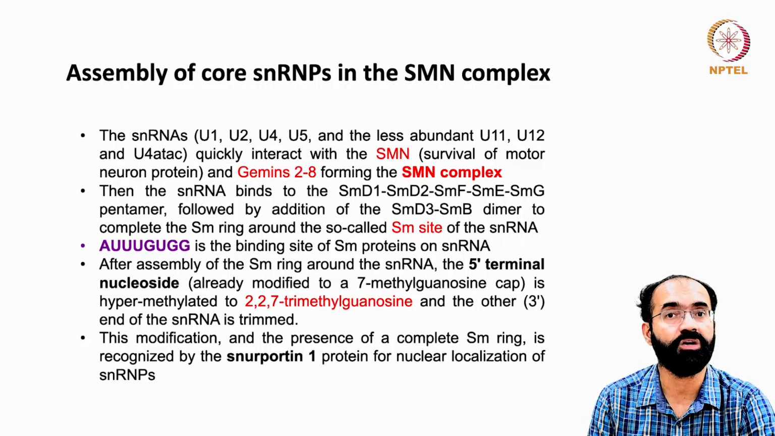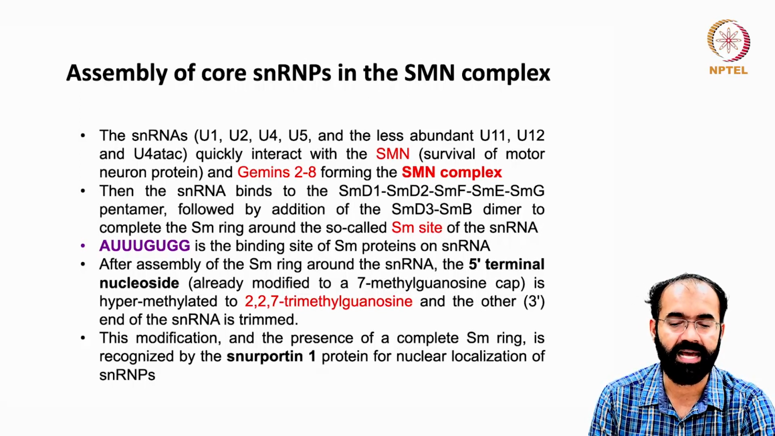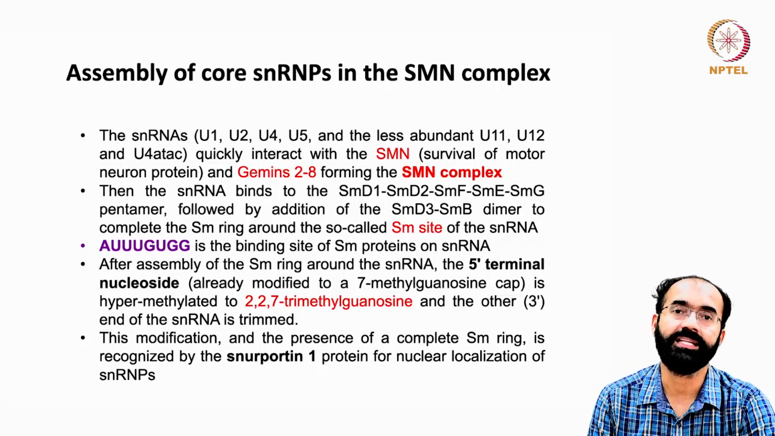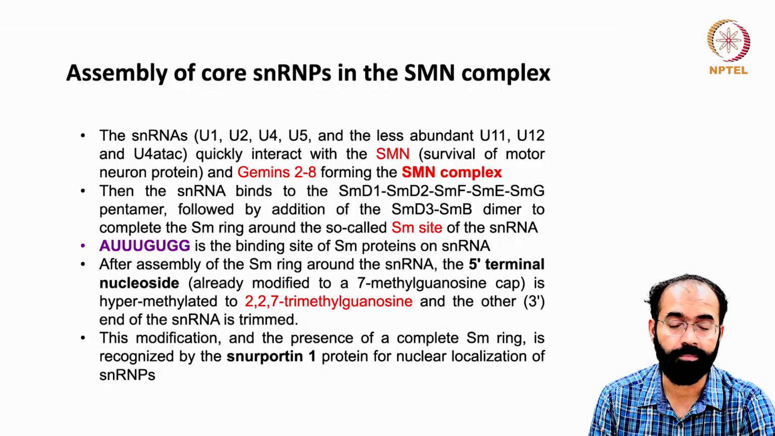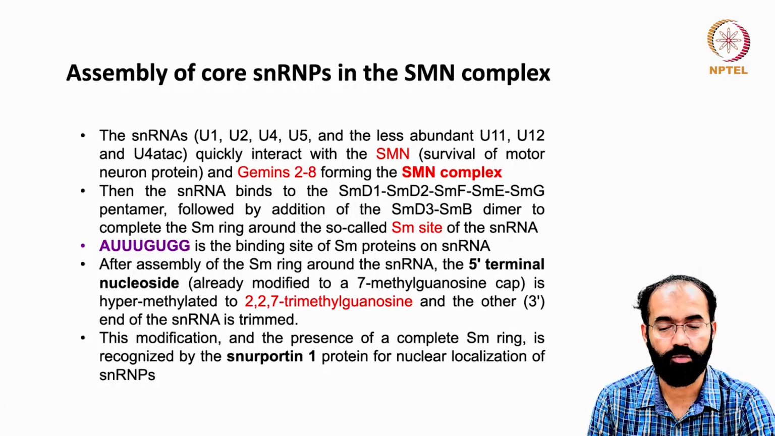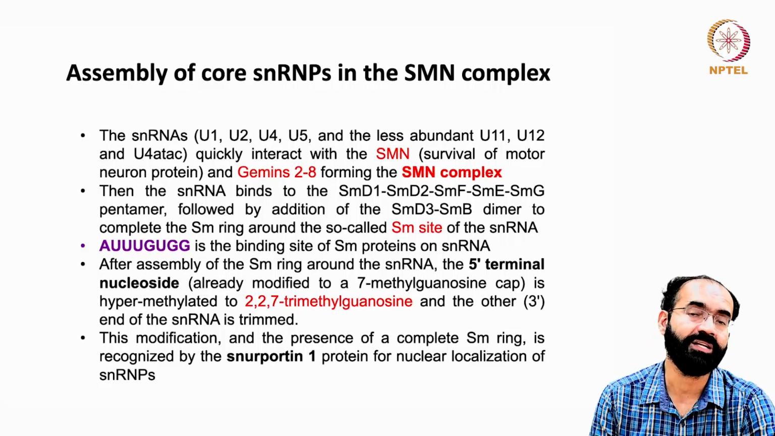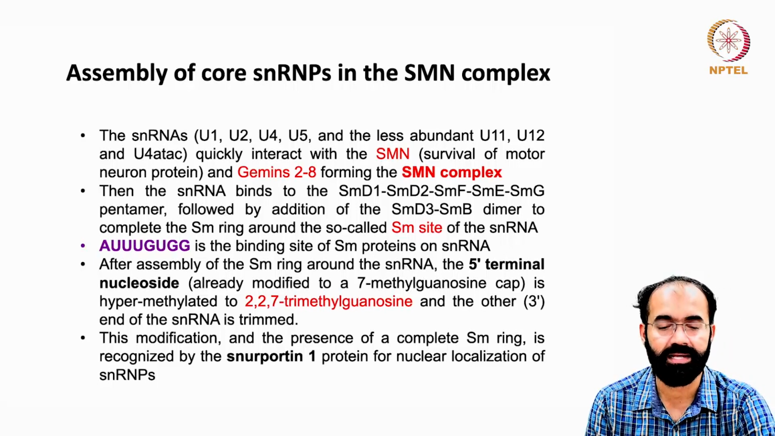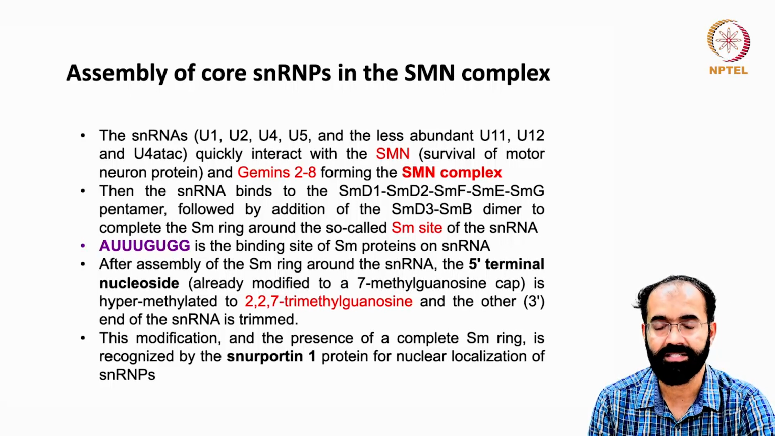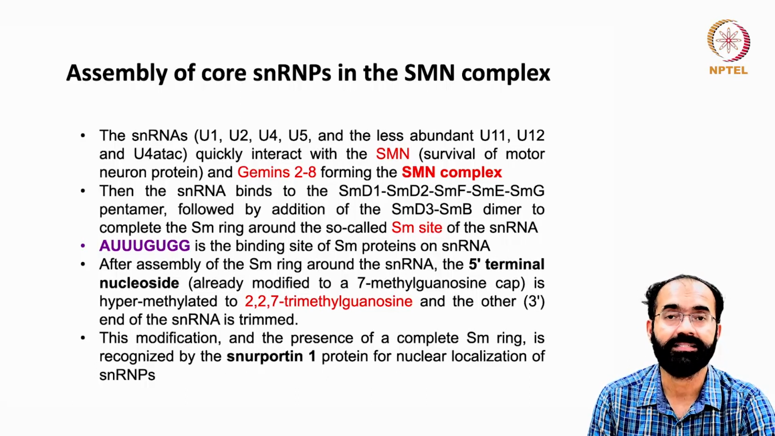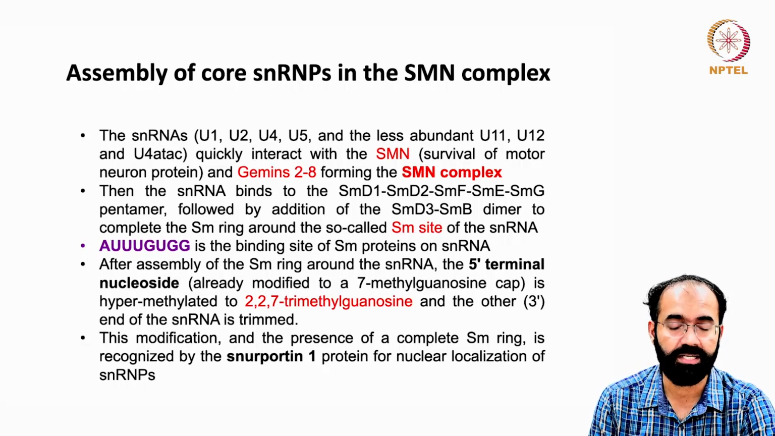So after the assembly of this SM ring around the snRNA, the 5' terminal nucleoside that is already modified by the 7-methyl guanosine cap now is hypermethylated to become 2,2,7 trimethyl guanosine, and the 3' end of the snRNA remains trimmed. This happens in the cytoplasm. We know snRNA gets modified, one cap or one 7-methyl guanosine goes to the cytoplasm, undergoes this modification with the SM proteins, and then gets hypermethylated, and comes back to the nucleus.